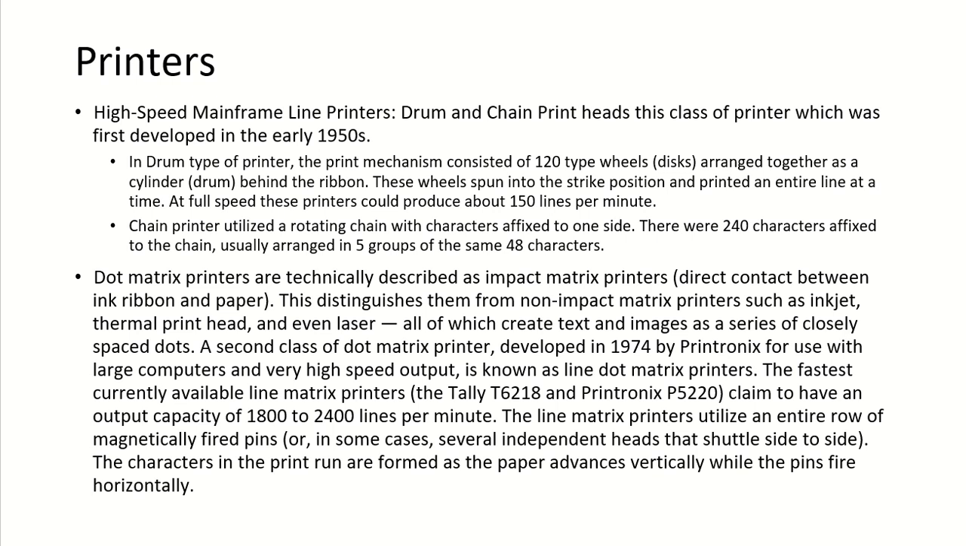Chain printers consist of a rotating chain with characters affixed to the chain on one side. There are a total of 240 characters and they are grouped in five sets of 48 characters each. Dot matrix printers are impact matrix printers, in which there is direct contact between the ink ribbon and the paper.